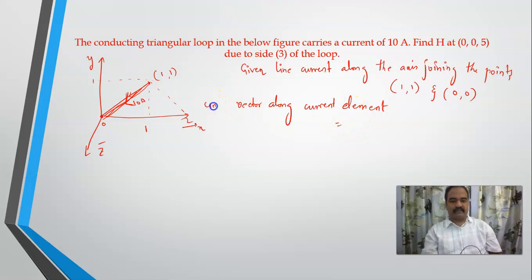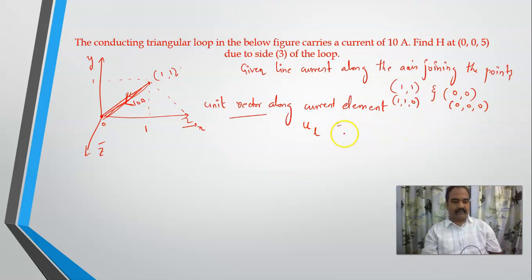We will consider the unit vector along the current element. I'll write it as UL. Okay. So what is a unit vector? It is flowing from (1, 1) to (0, 0). So I'll take it as the final destination. The Z coordinate is 0 here. So if I want, I can rewrite it as (1, 1, 0), and it is (0, 0, 0).